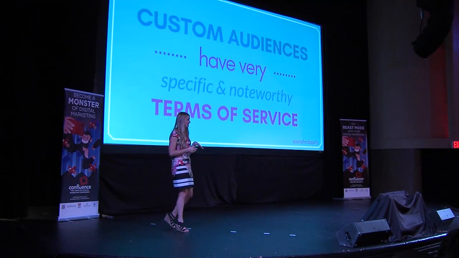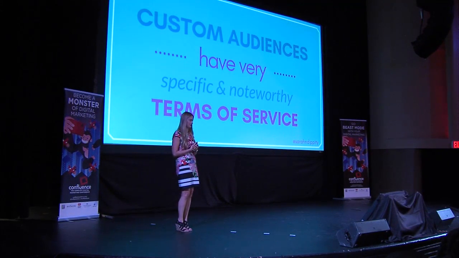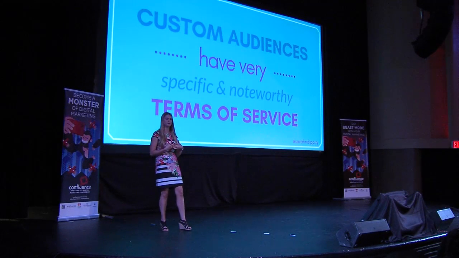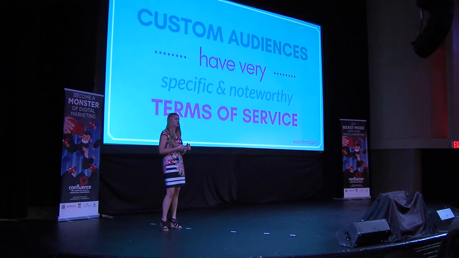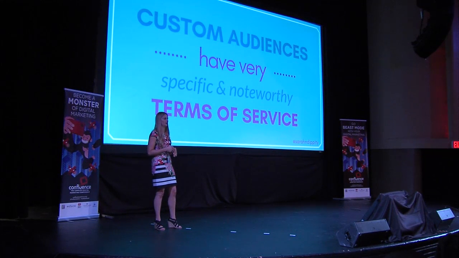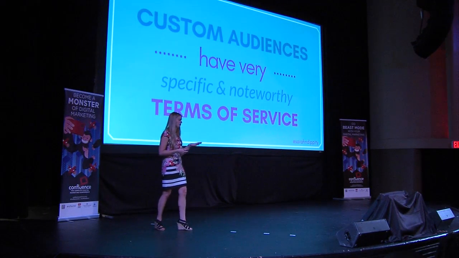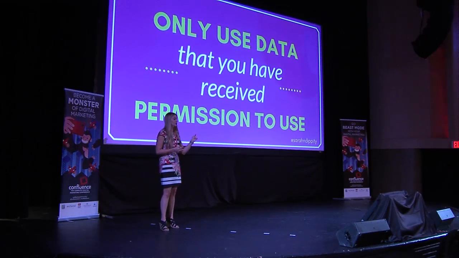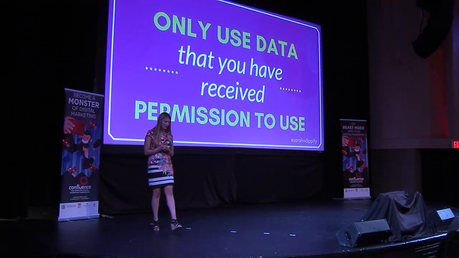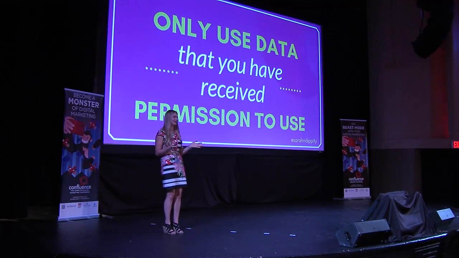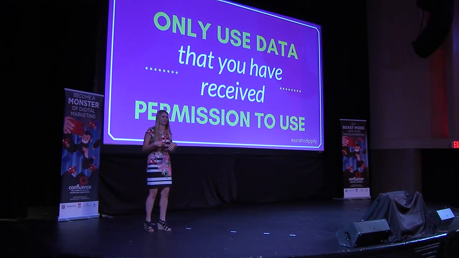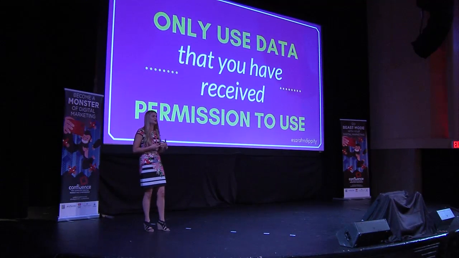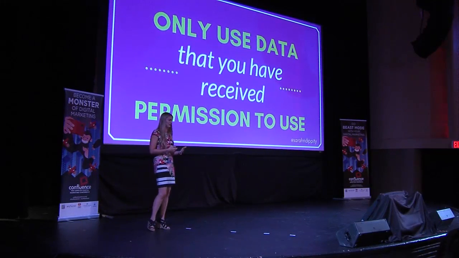So custom audiences have very specific terms of service. And when you start to build them, Facebook will prompt you with a policy. This policy is really long, it's really boring, and I guarantee no one here is probably going to read it. So I figured that I would highlight the 2 most important takeaways. 1. You can only use data that you have received permission to use. So in other words, you can't scrape public data off of websites, you can't go to Facebook and start collecting random email addresses. You have to use information that you have permission to use, or else it's very illegal.